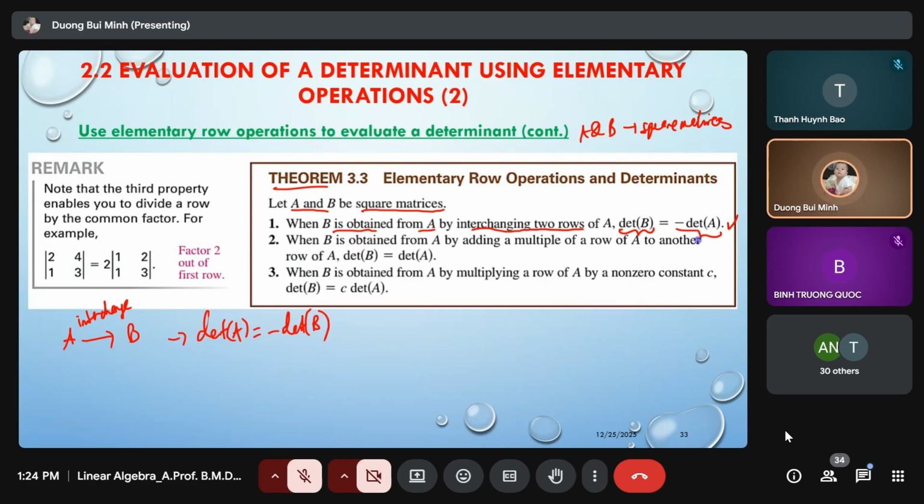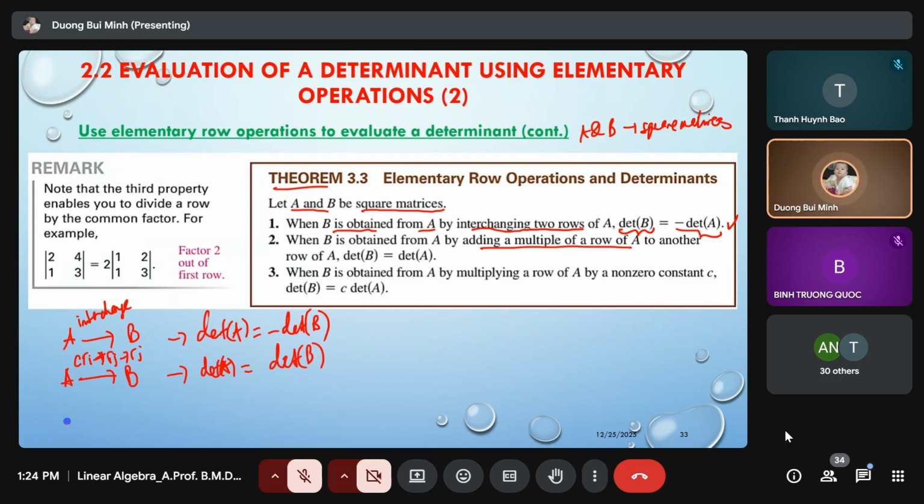Or we can say the determinant of B is minus the determinant of A. That's okay. So if we have A, we get B by the third rule, C times Ri plus Rj relate to Rj. So we conclude that the determinant of A is the determinant of B.